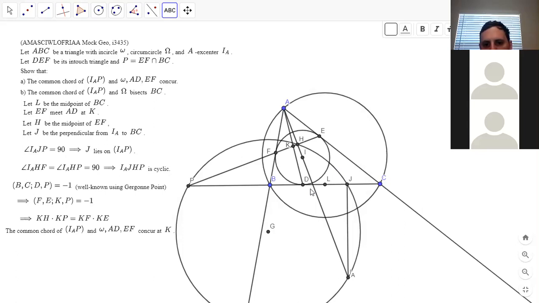Then we have B, D, C, P are in harmonic conjugation, which means that L, what is it? LB times LC equals LJ times LP. Is that right? It's actually LD times LP, but LD equals LJ, so we are done. Okay, so that's LD times LP.